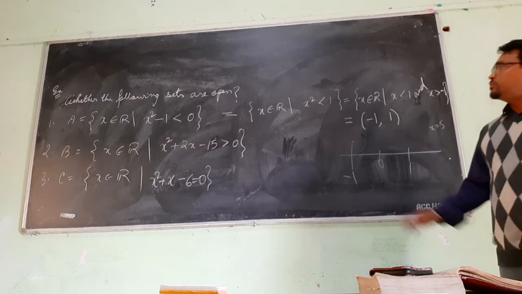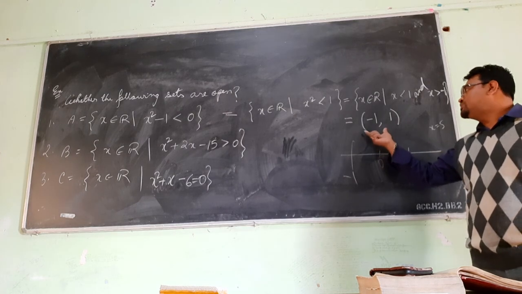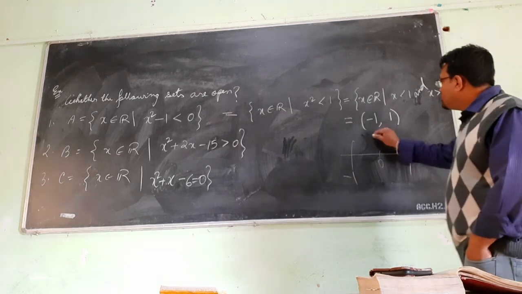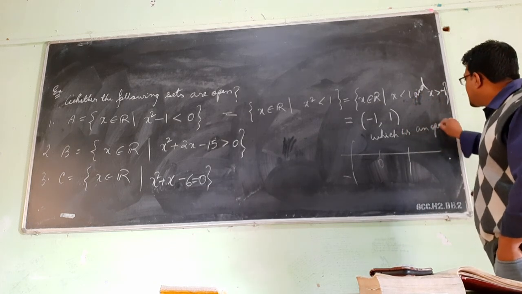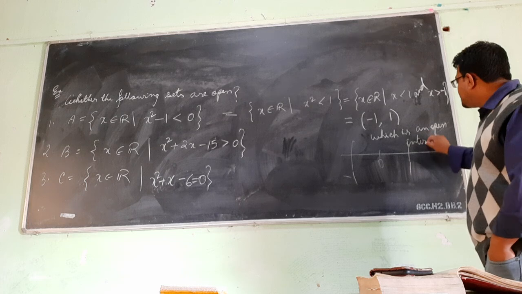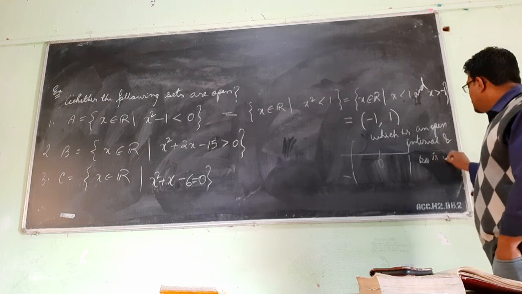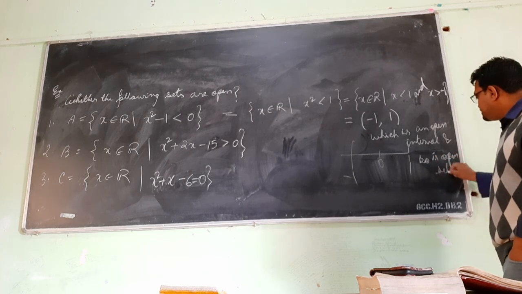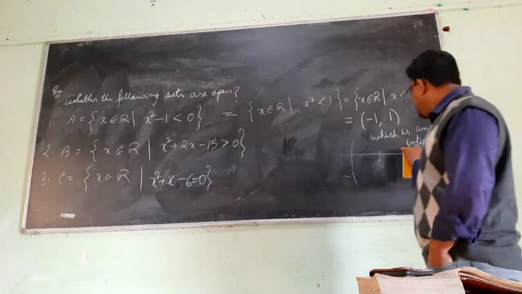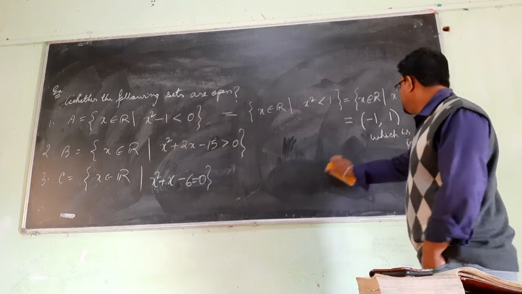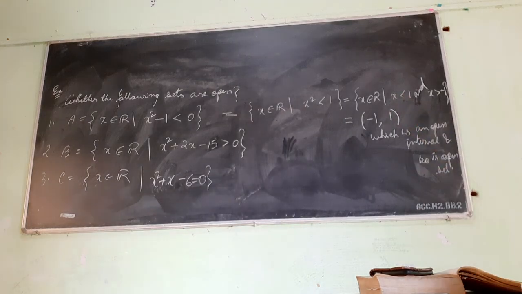So we have already seen the result that every open interval is an open set. So this is an open interval, and hence is an open set. Every open interval is an open set. The other way it is not true. There are open sets which may not be open intervals. Clear? How to do this?